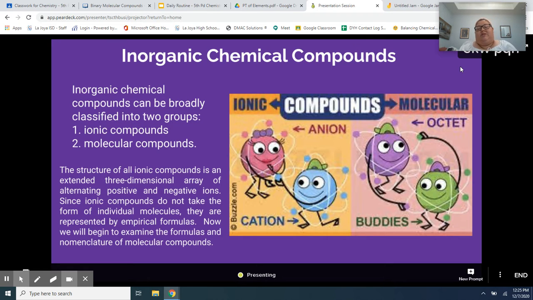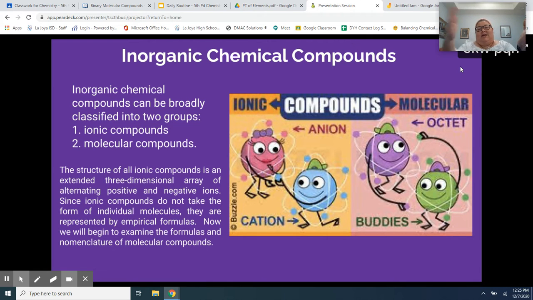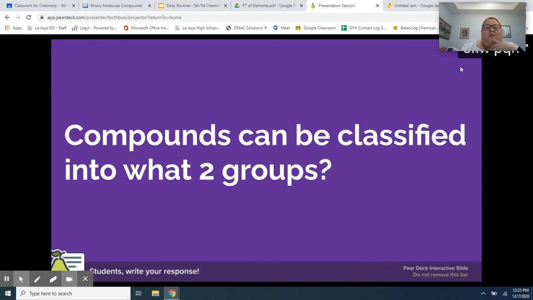So we talked about ionic. Now we're talking about covalent. Keep that in mind. Ionic, covalent. Not covalent, molecular. They call it molecular. It's almost the same thing, but they just call it what it is. It is molecular. Ionic was last week. This week, molecular.